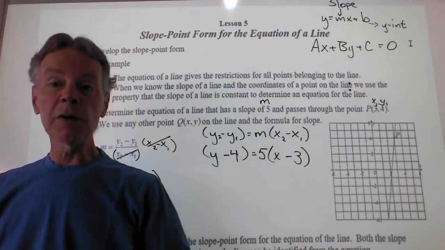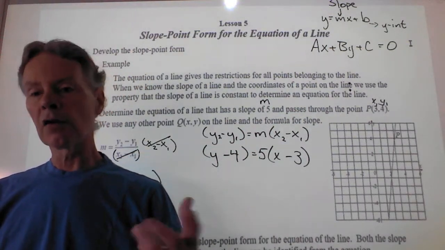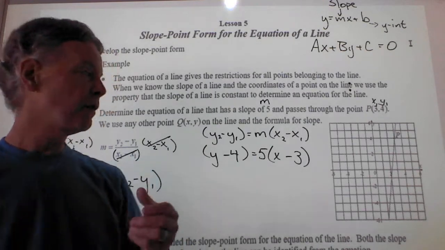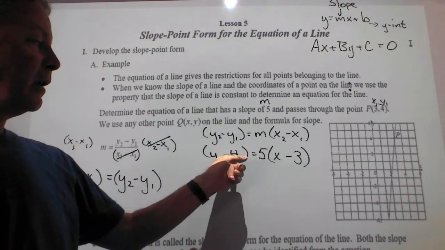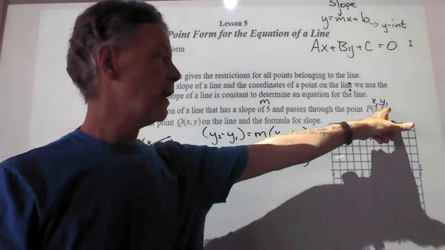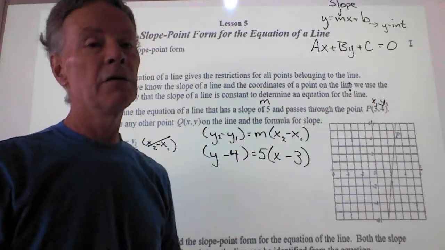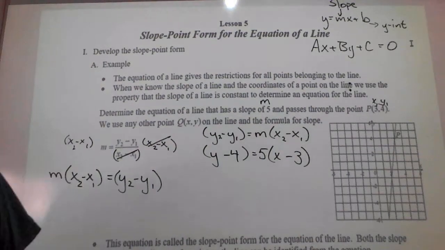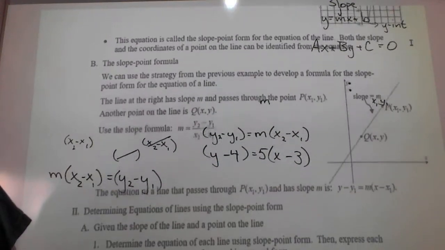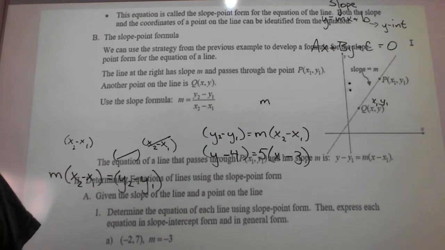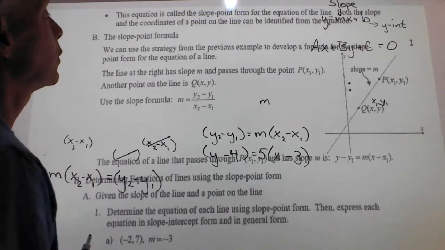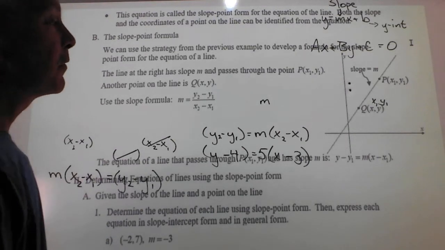Okay? So just be aware of that because there will be problems where typically students make the mistake of saying, oh, this coordinate would be negative 4 and this coordinate would be negative 3. Okay, just remember the sign changes when you plug it in. So this equation is called the slope point form for the equation of the line. Both the slope and the coordinates of a point can be identified from the equation.